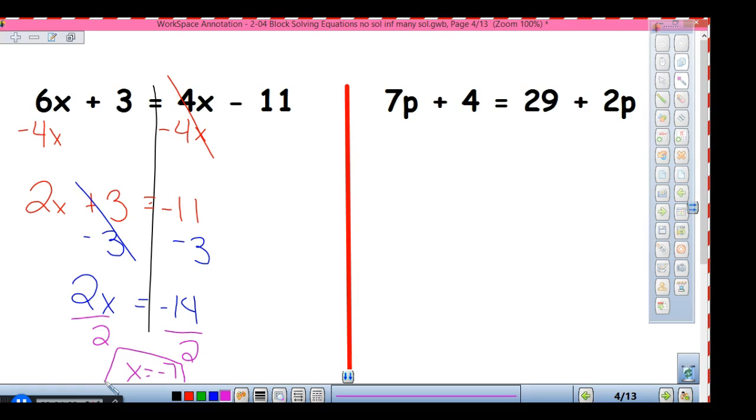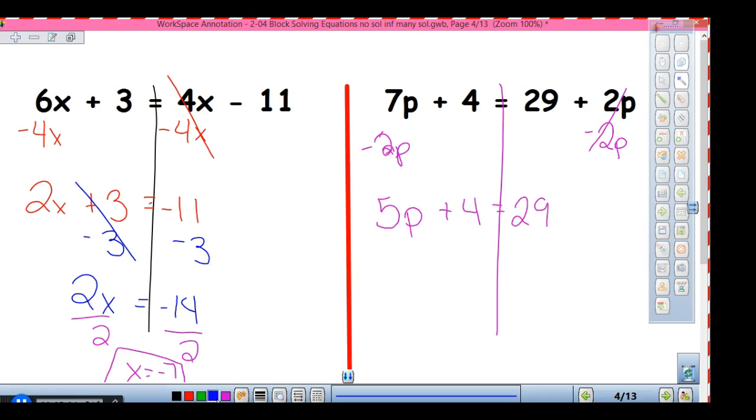So if we're looking at this one, Haley, tell me what we're moving. We're going to move the 2p. And how, Max, do I move a 2p? So we're going to subtract 2p right here, and subtract it over here, lining it up with my 7p. So what do I have left over here? 5p plus 4 equals 25. 29, you bet.